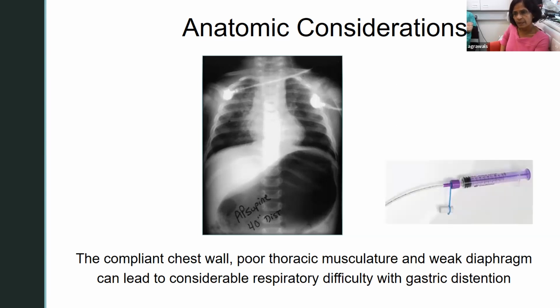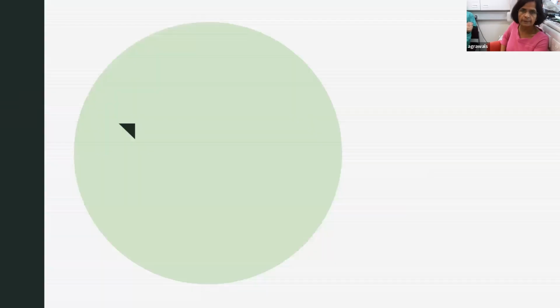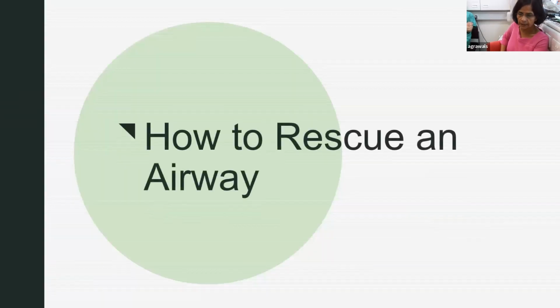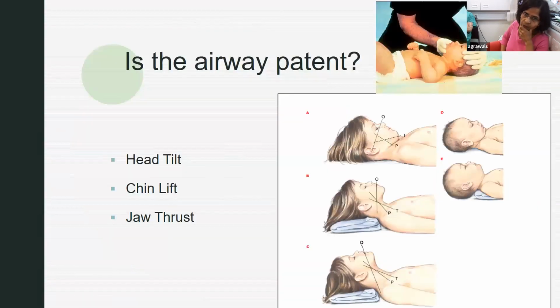So always think about that. This is a small syringe, but we always use a large syringe so that we can suck out quite easily. So how do we rescue an airway? Well, of course, simple things first. We first see whether the airway is patent, whether we can position the child better.